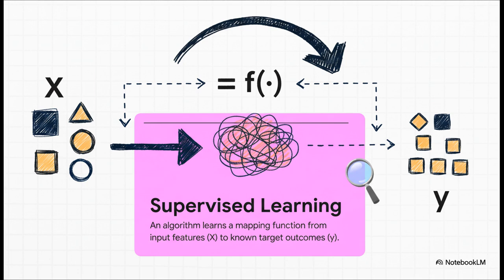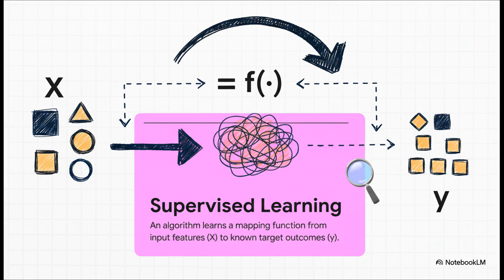We feed the machine a ton of examples. The X here, that's your input data. Think of it as the features of a house, like its square footage or the number of bedrooms. The Y is the correct answer, the actual price the house sold for. The machine's entire job is to figure out the formula, the function that connects X to Y.